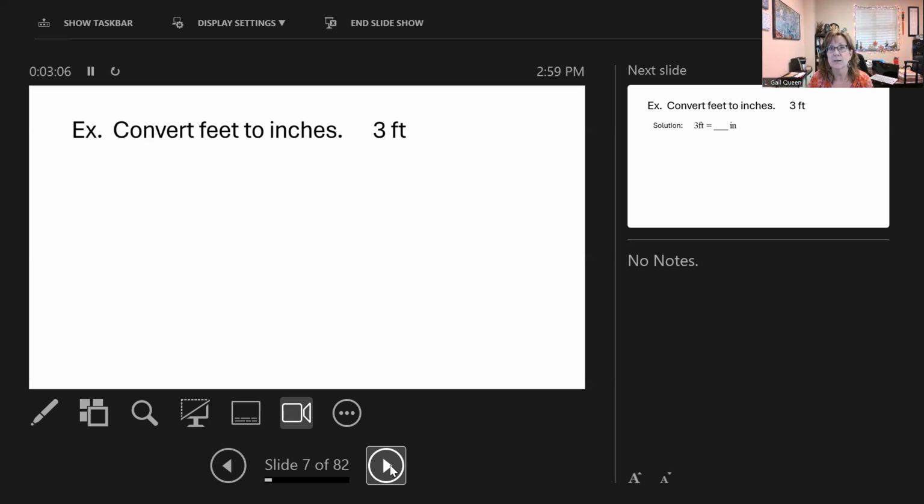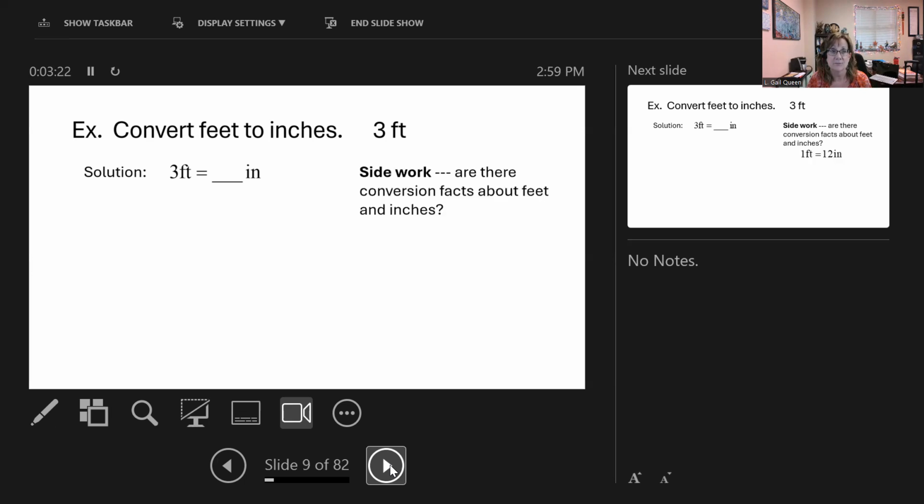The first thing that you want to do when you're solving this is get in your mind what you're starting at and what you're going to. I'm starting with 3 feet. I want to go to some number of inches. They want me to convert this into inches. So we start out thinking about conversion facts. I need the conversion facts between feet and inches. Most people know that 1 foot equals 12 inches. So these two quantities are equivalent. They're equal to each other.